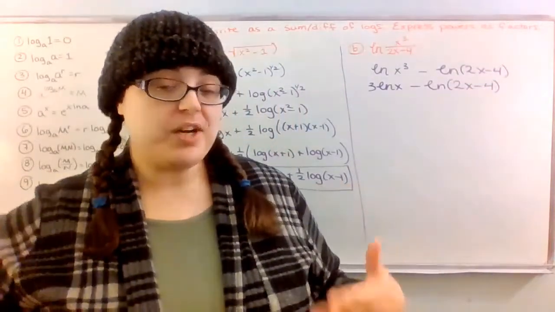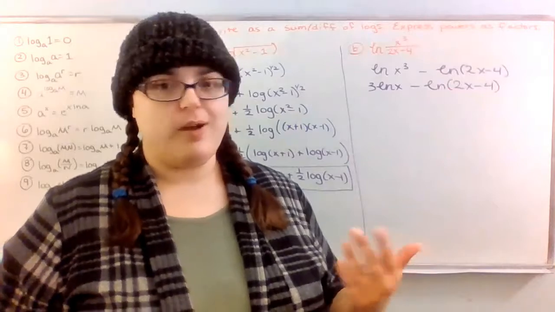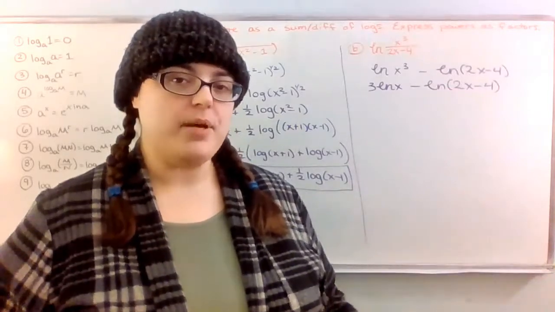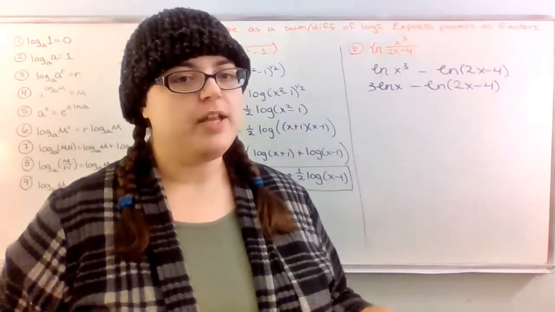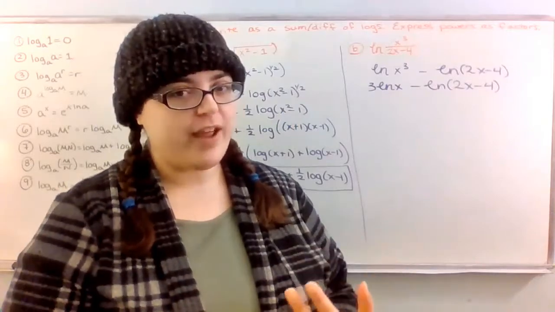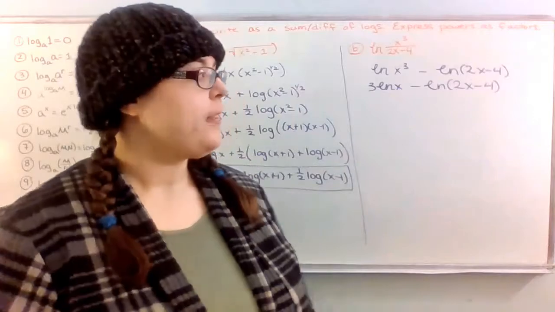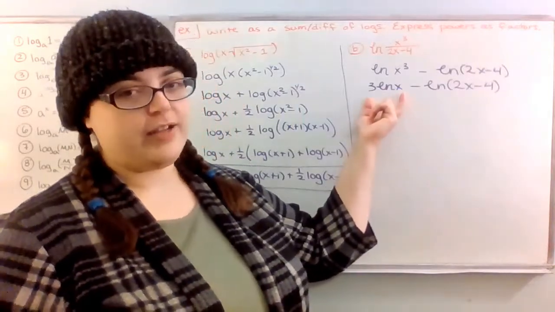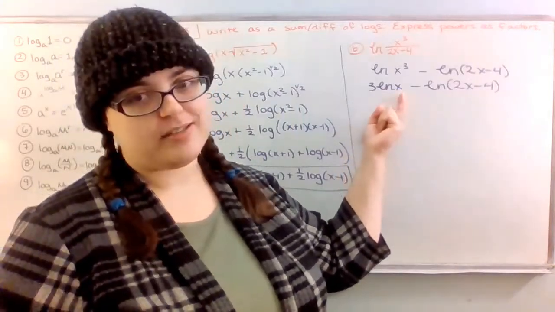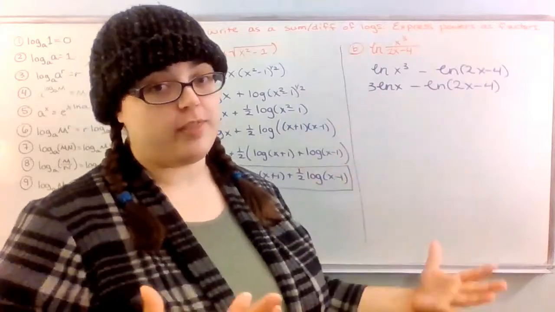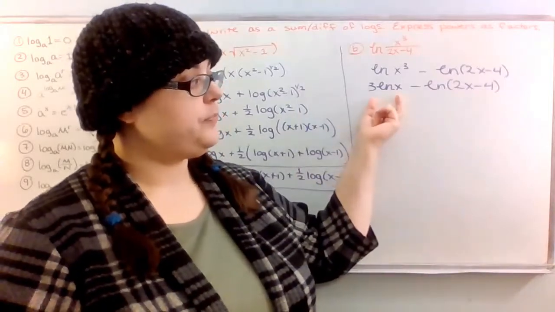Now, with these problems, it often becomes challenging to know: am I done? How do I know when I can stop? You can stop if there's nothing more you can factor or no more exponents or anything like that that you can bring out. In this case, 3 natural log of x, there's just an x on the inside. There's nothing else I can do with that, so this piece is done.